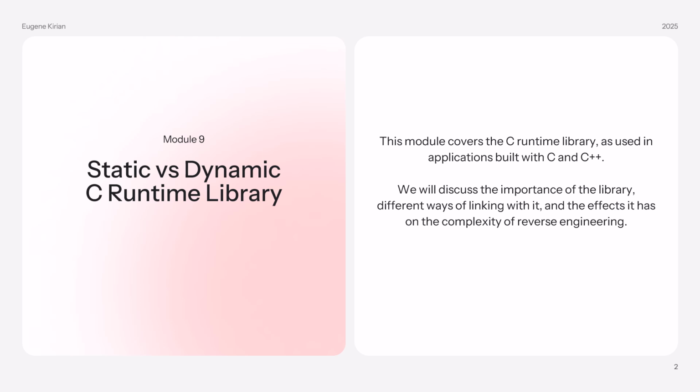The big question of today's module is static versus dynamic. What are the differences between static and dynamic linking of the C Runtime library? How do these linking methods affect the structure and complexity of executables? What implications do these differences have for reverse engineers like you?